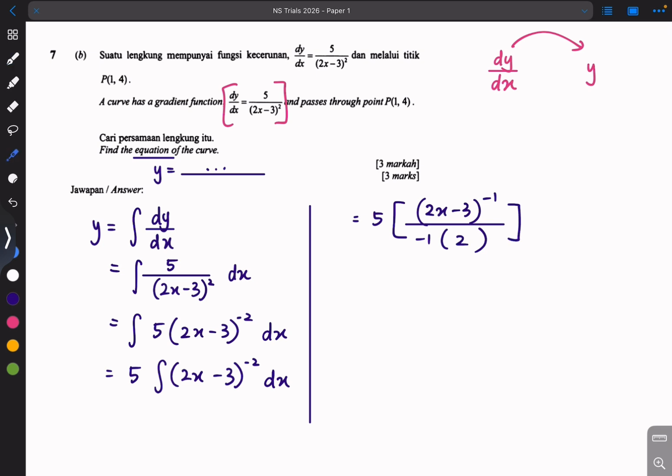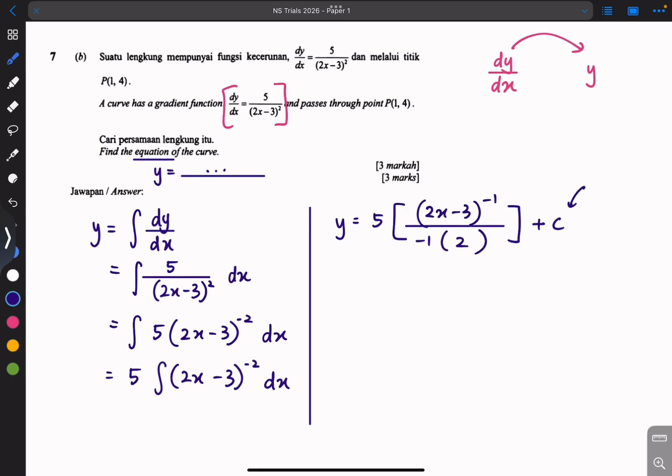Since this is an indefinite integral, meaning no limits, don't forget to plus c. Most students will forget this one. Don't forget plus c. Then we need to find the c, and that's where you get most of the remaining marks. To find c, they gave us the clue here. These are our coordinates x, y. So you can put the y here and the x here, and we can actually find c.